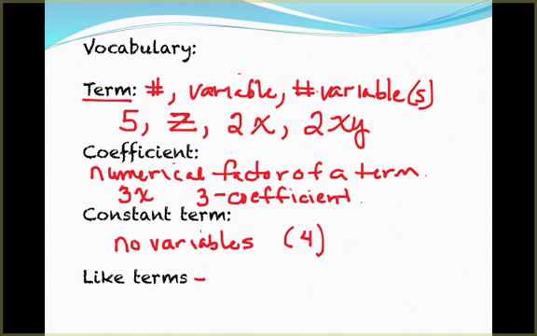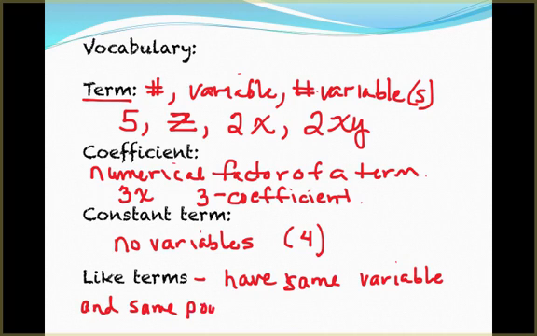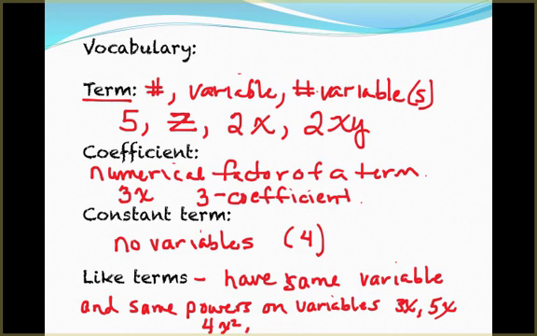And then like terms have the same variables and the same powers on those variables. So you might talk about 3x and 5x are like terms, but 4x squared and 7x cubed are not. Because even though they both have the variable of x, the exponents are different, and so they can't be like terms.